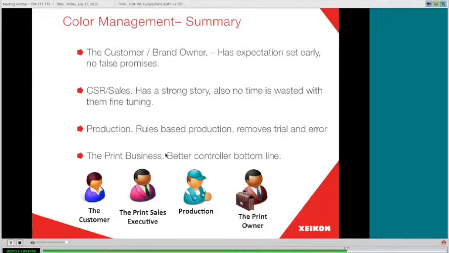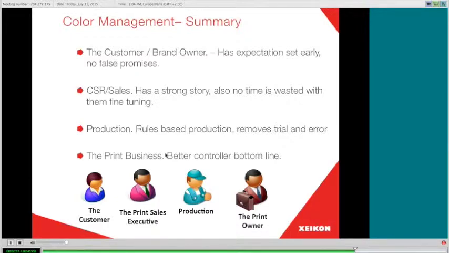Sales have a stronger story, and also there's none of their time being wasted being in the factory trying to fine-tune something, so their working life is being optimised and they're doing what they should be doing. Production becomes rules-based, and in some of the future lessons we're going to look at the strategies, how we take different kinds of jobs and go from A to B in the quickest possible manner. All those questions around what we do when somebody walks in with a sample, we'll illustrate in real time in the future how to do that without messing around.